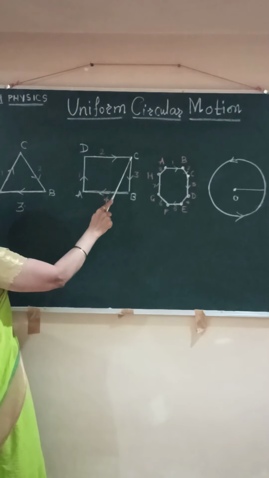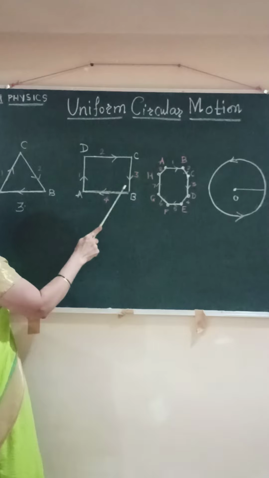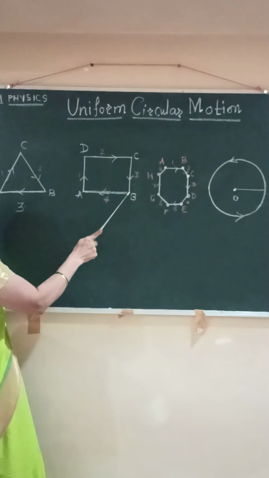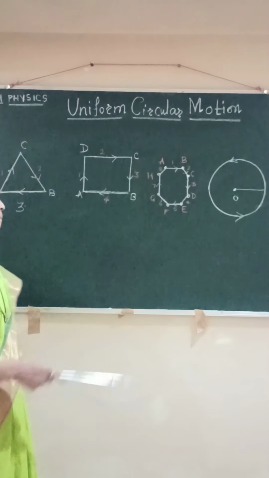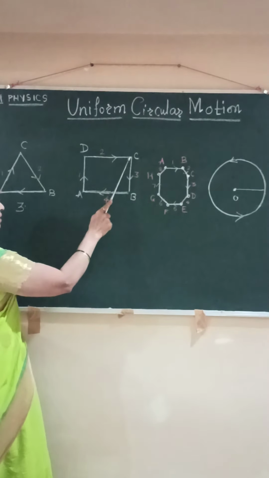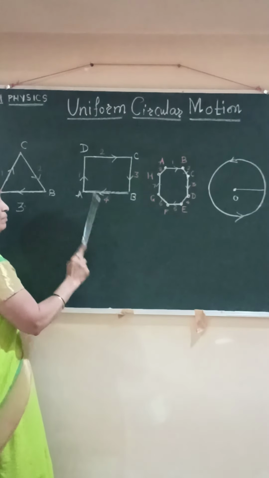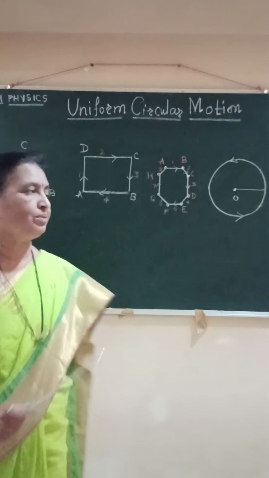Suppose that person has to move from point C to B. Again the direction changes. If the speed is constant, then also, due to the change in direction, its velocity does not remain constant. So for this figure, there is a change in direction of that person 4 times. So we say the velocity of that person does not remain constant.